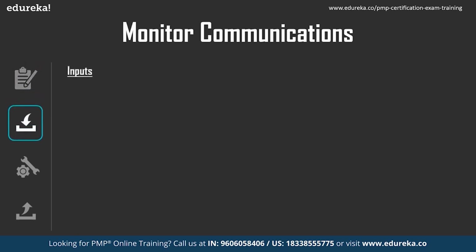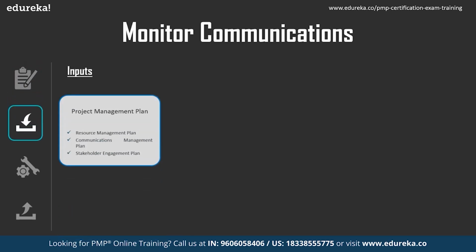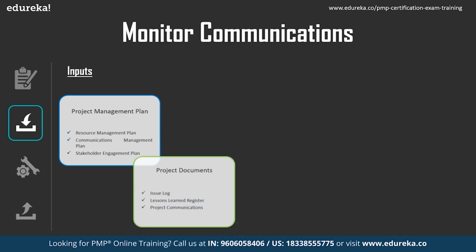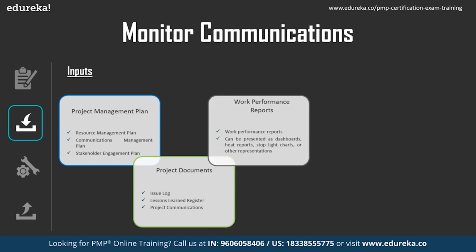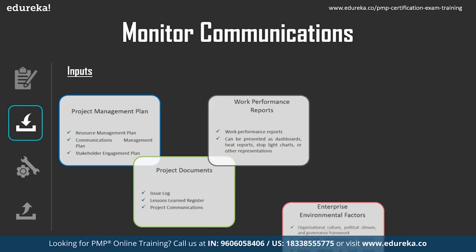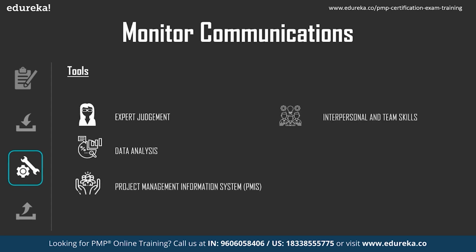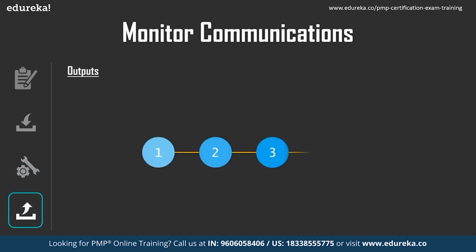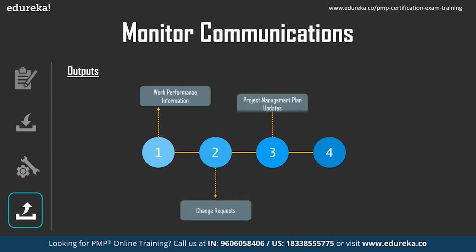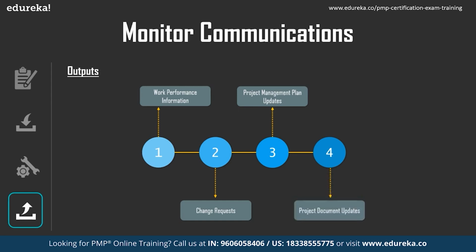So inputs to monitor communication would be project management plan, that is resource management plan, communication management plan, stakeholder engagement plan, project documents like issue log, lessons learned register, project communications, work performance data on actual performance of the project, EEF and OPA. Tools used would be expert judgment, data analysis, project management information system, interpersonal and team skills, meetings, whereas outputs of the monitor communication process would be work performance information about communication, change requests if there is any deviation, project management plan updates, and project document updates.